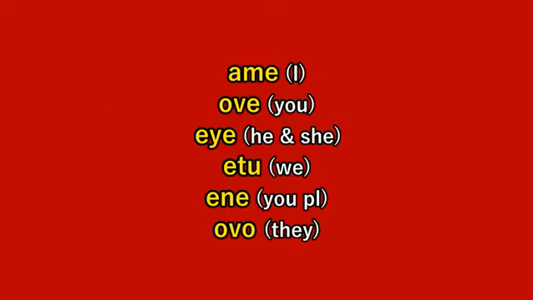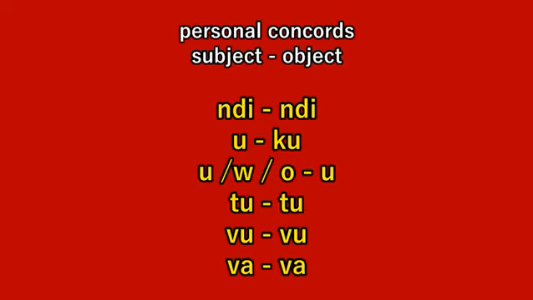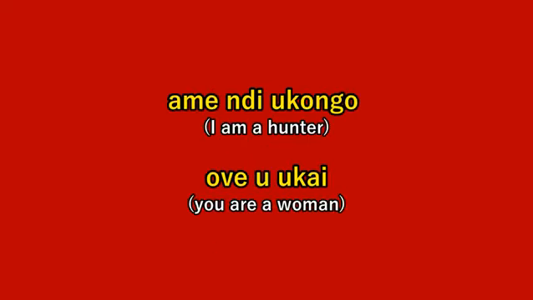The personal pronouns are ame, ove, eye, etu, ene, and ovo. The pronominal prefixes are ndi, u, or wo, tu, vu, and va. These prefixes can be used as standalone words, meaning the verb to be in the present tense.